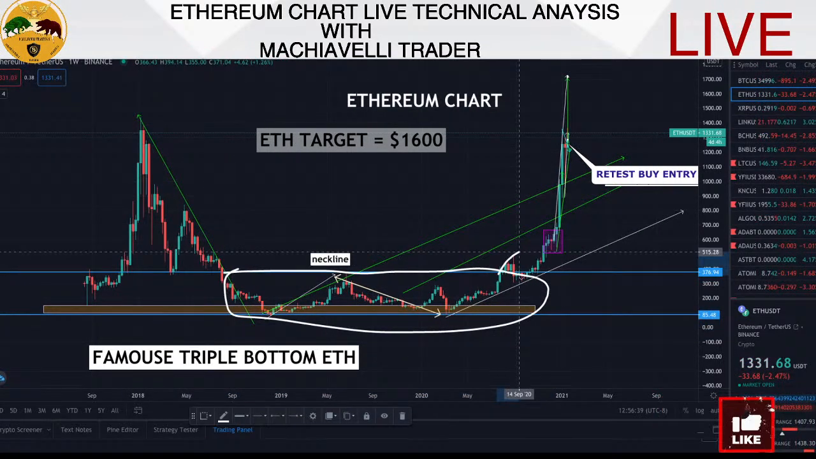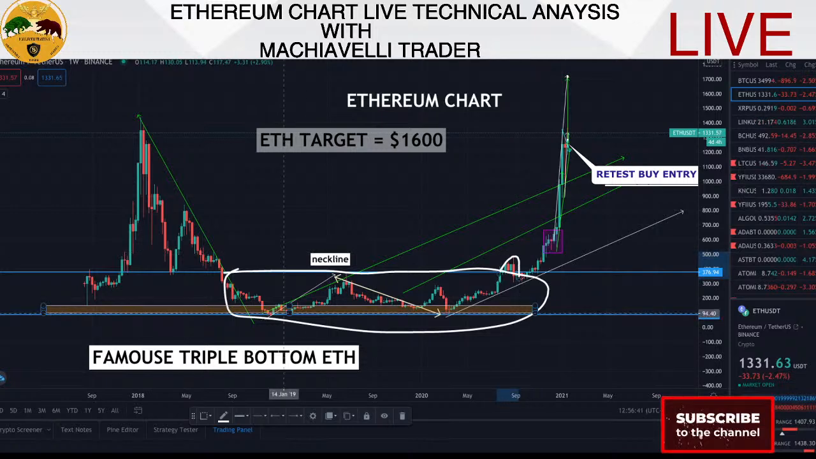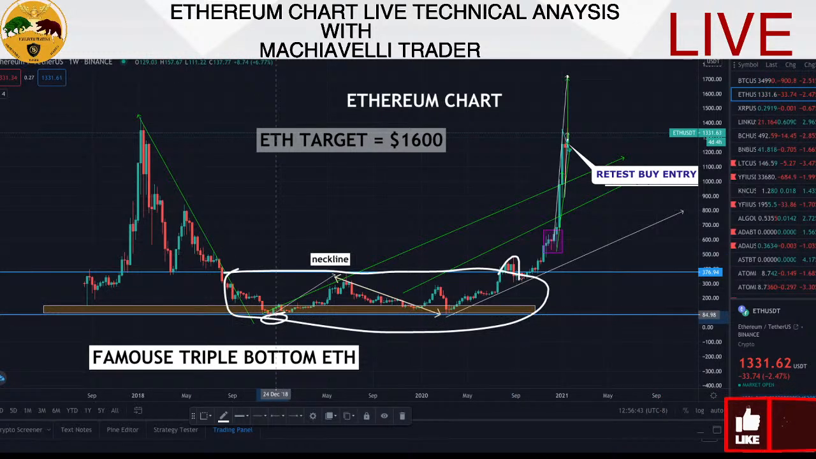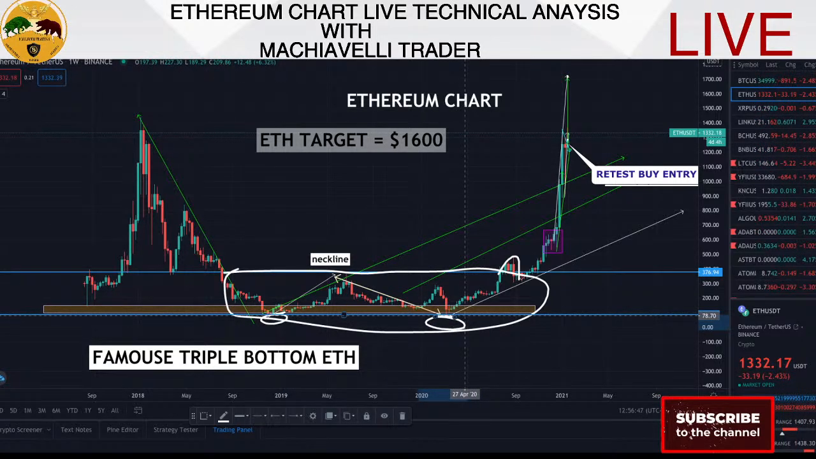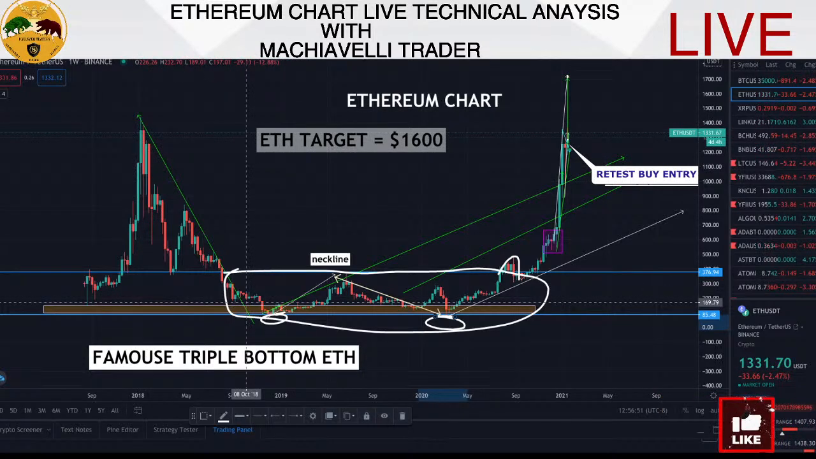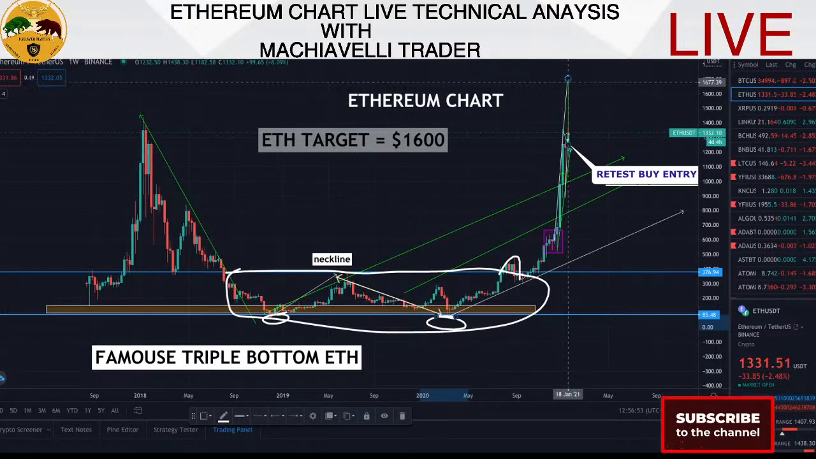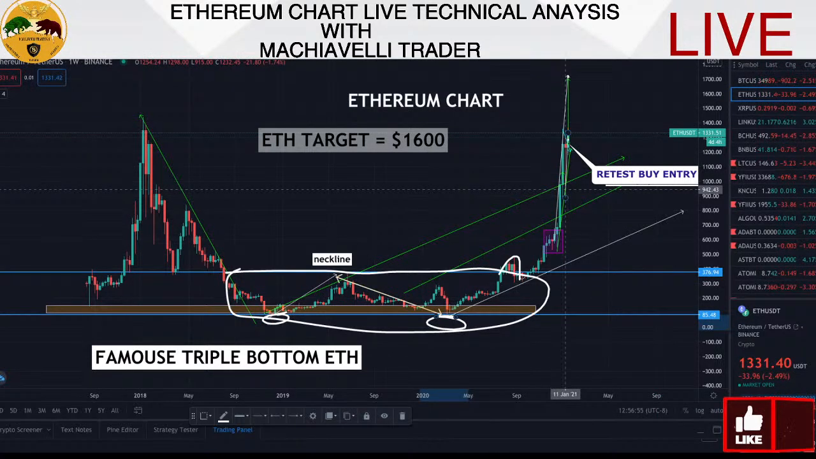We had a retest of it, and it's actually a double bottom bullish pattern. A double bottom is a bullish pattern that gets the equal move of exactly the move before it. So you see we are very close to that equal move. Ethereum is very close to that equal move. So far so good, Ethereum has made it to this point.